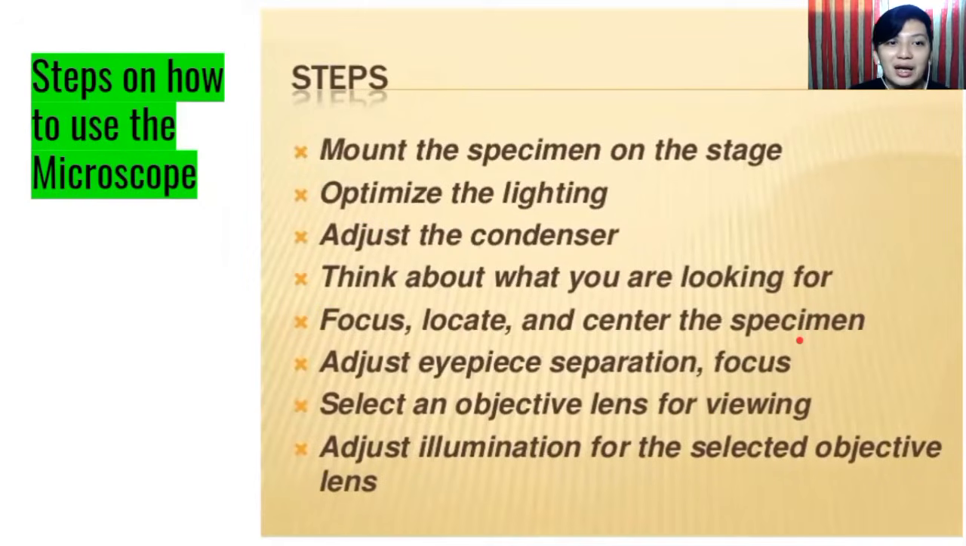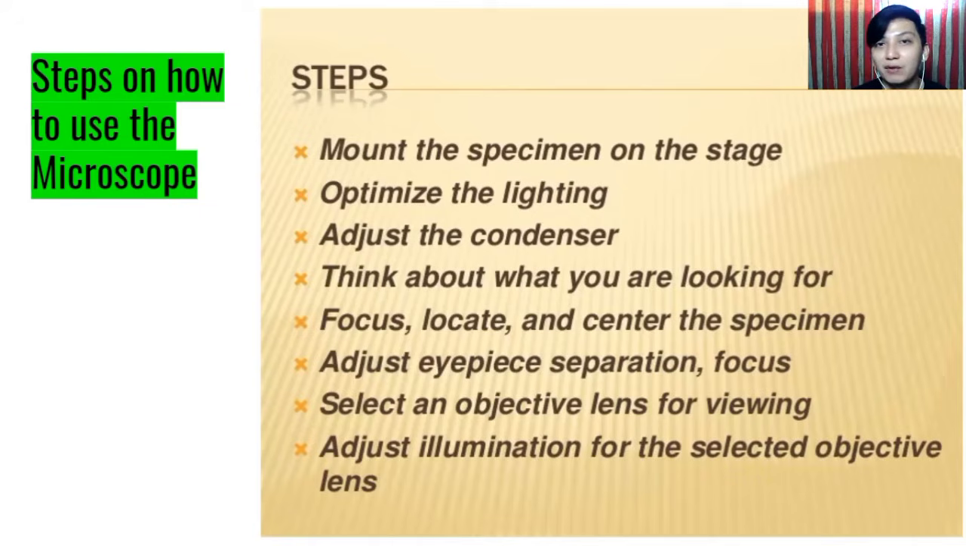And for the steps on how to use the microscope, remember this so that when we are in the face-to-face in our classroom or laboratory, you will not forget the following. So number one, if you have the specimen already, mount the specimen on the stage. So that's the first thing. If you have the prepared slide or prepared specimen, you can do it. Okay? Then number two, optimize the lighting. Look for the light. Adjust the condenser, the iris diaphragm, and then think about what you are looking for.